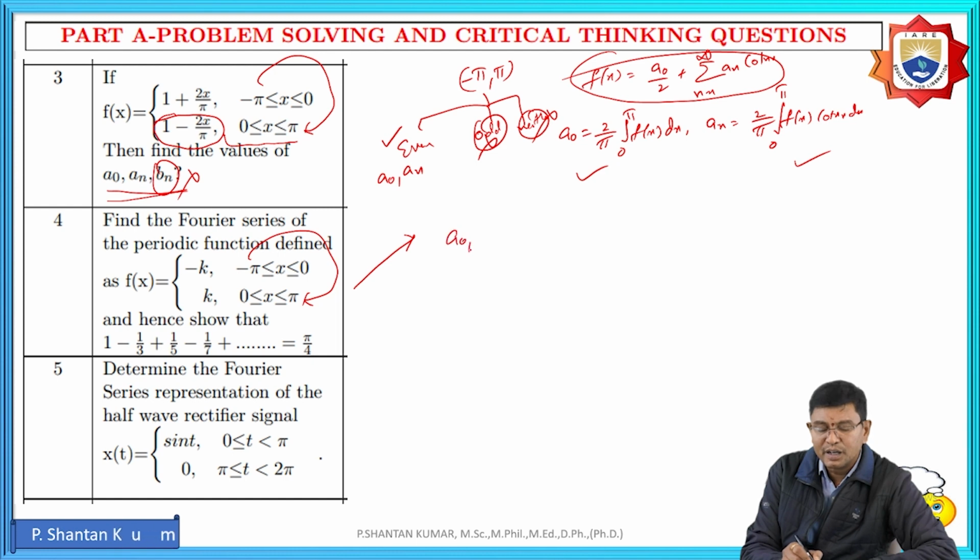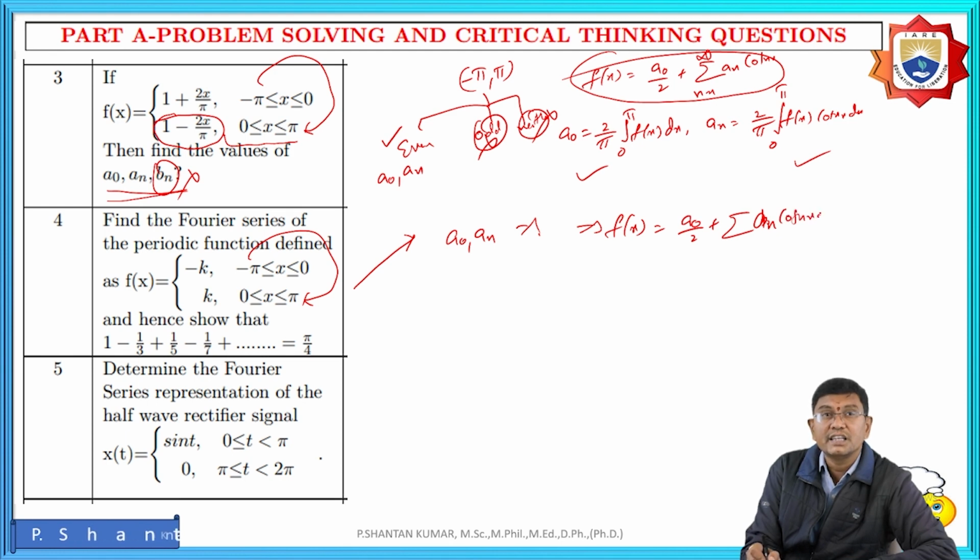First of all, we need to calculate only a naught and an, and after finding that, we need to replace them in the required series, f of x is equal to a naught by 2 plus summation n is equal to 1 to infinity a n into cos nx dx.